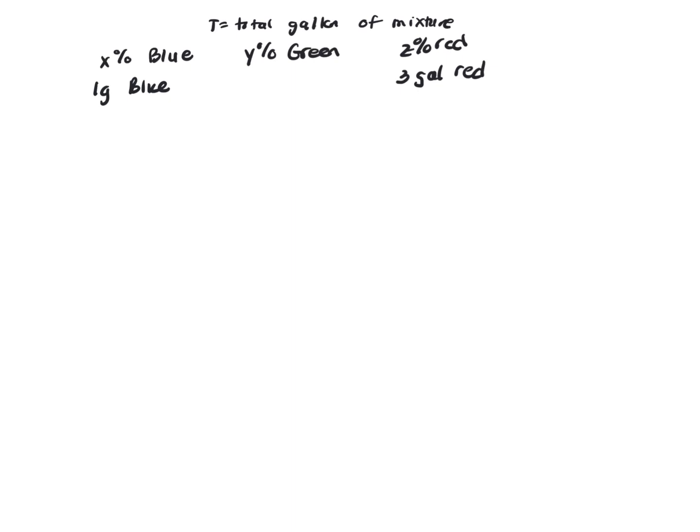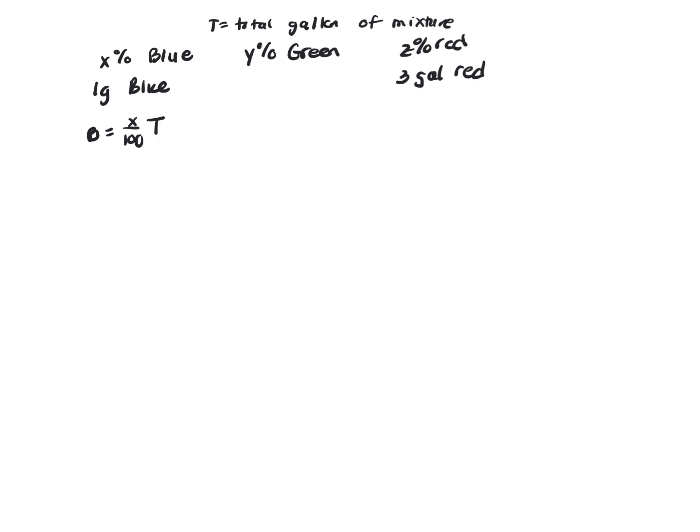We're trying to figure out how many gallons of green paint. And I've written on the board what we know. Now, X percent by volume of the mixture was blue. So if I wanted to figure out how many gallons of blue, I would do blue equals X over 100, that's a percent, times the total. And that would tell you how much blue you have.